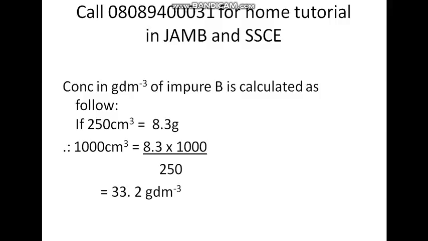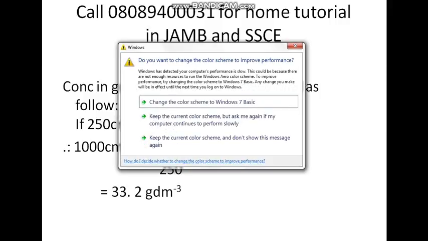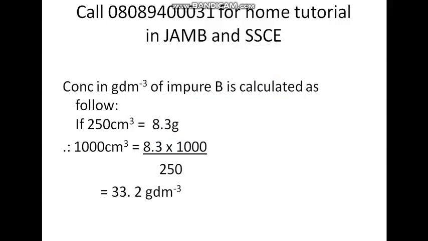The concentration of the impure mixture of K2CO3 and KCl is given in 250 cm cube and is calculated in gram per dm cube using the simple proportion method as shown on the tutorial board. If 250 cm cube of the impure mixture contain 8.3 gram, therefore 1000 cm cube will contain 8.3 divided by 250 times 1000. Therefore, the concentration in gram for the impure mixture of K2CO3 and KCl is equal to 33.2 gram per dm cube.